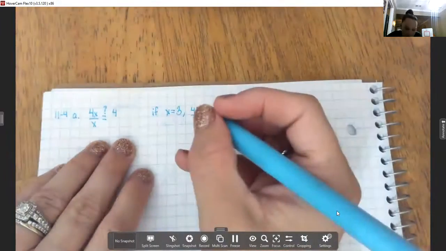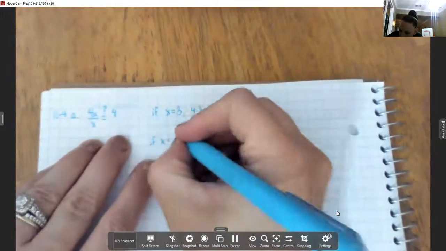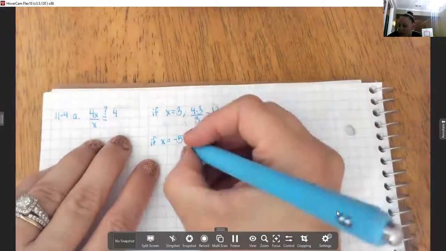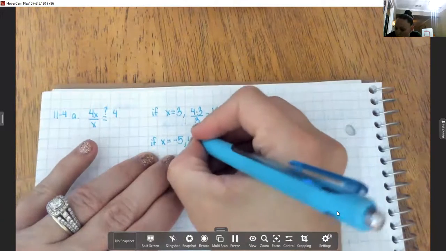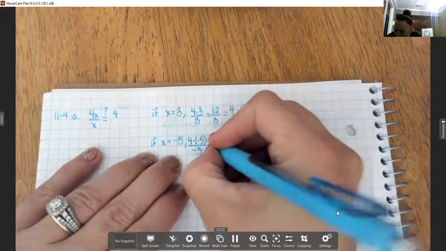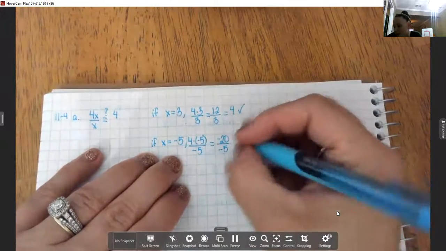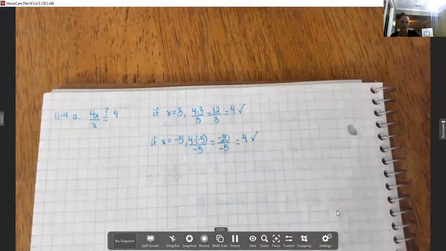Let's do a negative number. If x equals -5, I'm just picking random numbers. So if x equals -5, I have 4 times -5 divided by -5, which is negative 20 divided by negative 5. Negatives cross out. 20 divided by 5 is 4. That works.